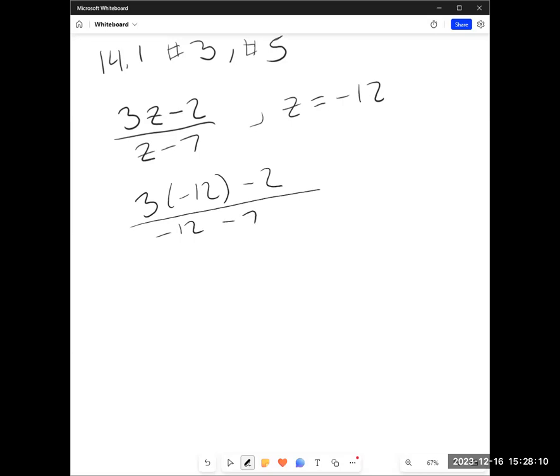Multiplication before addition and subtraction, and we have to simplify the numerator and denominator separately before we divide. So this is going to be a negative 36 minus 2 over a negative 19 is a negative 38 divided by a negative 19, and negative divided by a negative is a positive. 19 goes into 38 2 times.